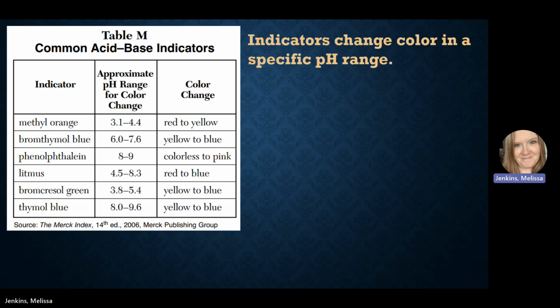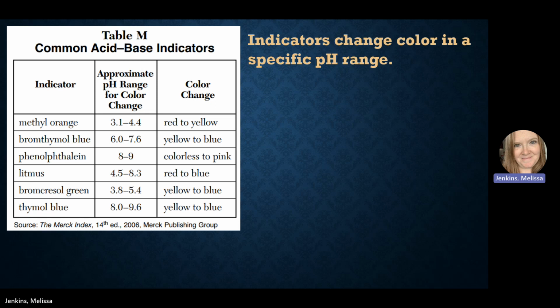Because some of it will have changed, but by the time it gets to 4.4, all of it will be yellow. Okay, below 3.1, all of it is red. In between, I don't know how much has changed or not, okay? And all of the indicators follow that same rule. You just have to be careful because one like cresol green doesn't have anything to do with green as one of its options, okay?